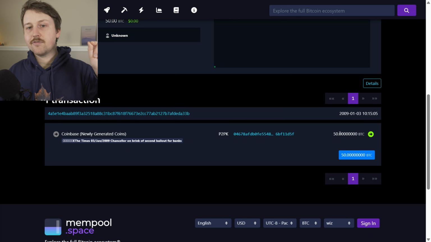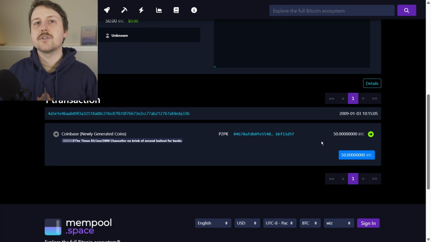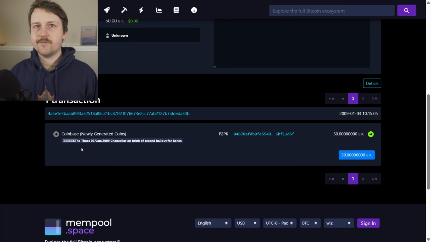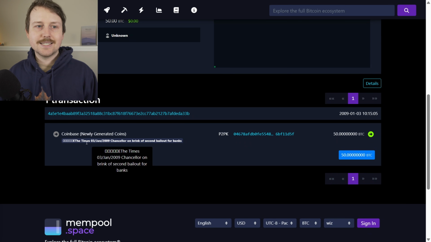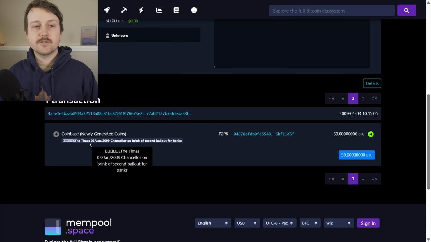Roughly every 4 years or 210,000 blocks, the amount of Bitcoin being issued in the Coinbase transaction gets cut in half. So first it was 50, then 25, then 12.5, and so on until today, which is 3.125. And just as a mining pool adds some arbitrary information into the Coinbase transaction, Satoshi added this information right here, which says: The Times 03 January 2009, Chancellor on the brink of second bailout for banks. Now, what's interesting about this is that it serves multiple functions.